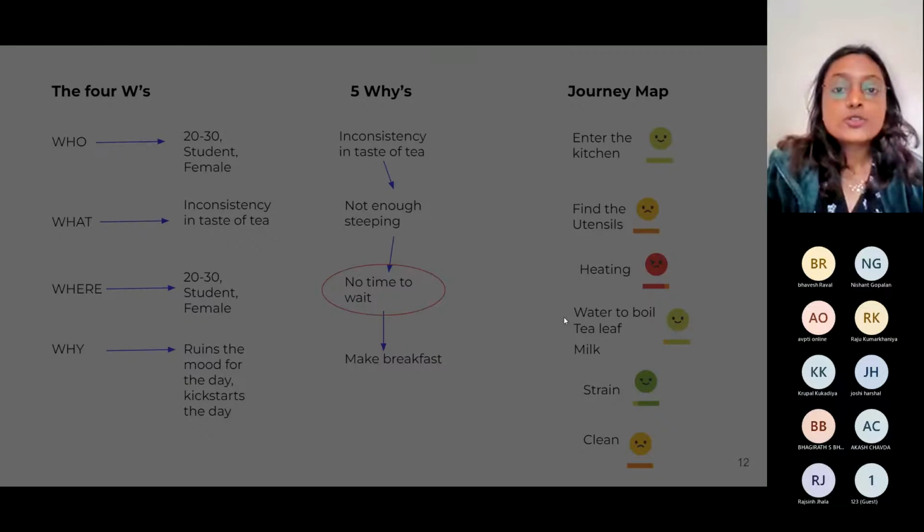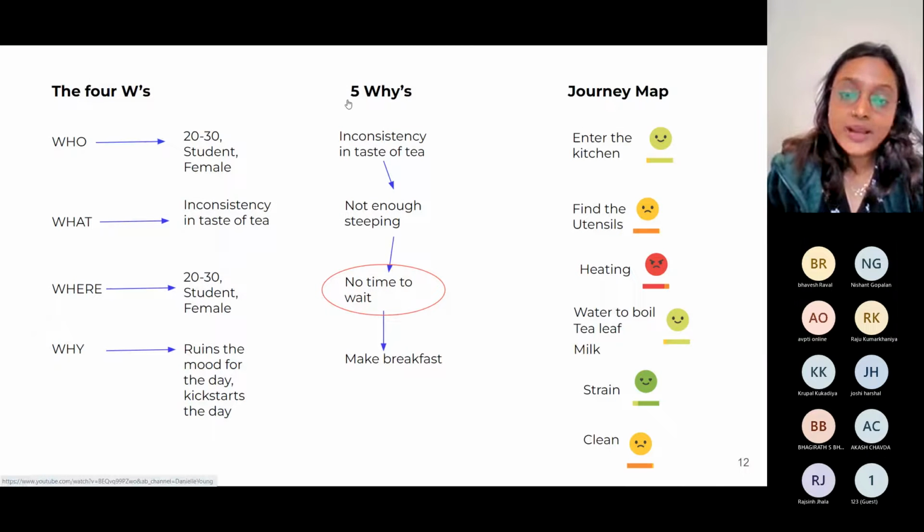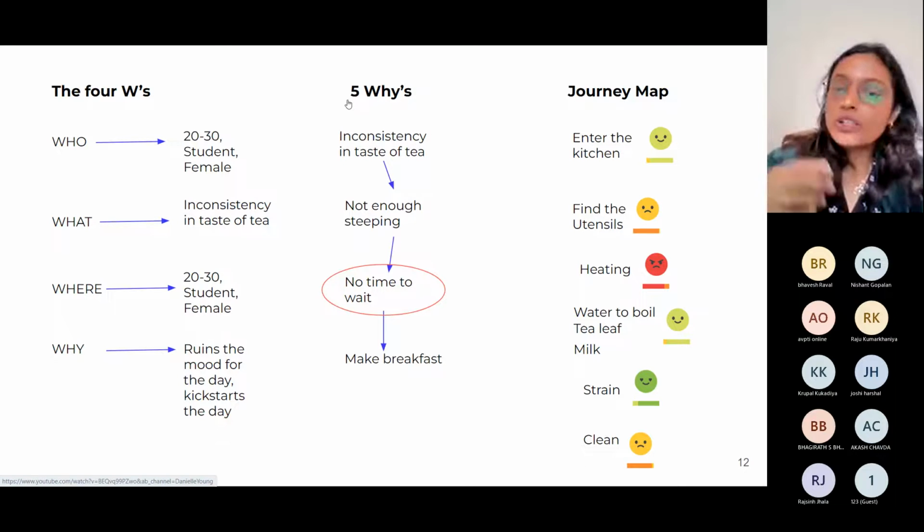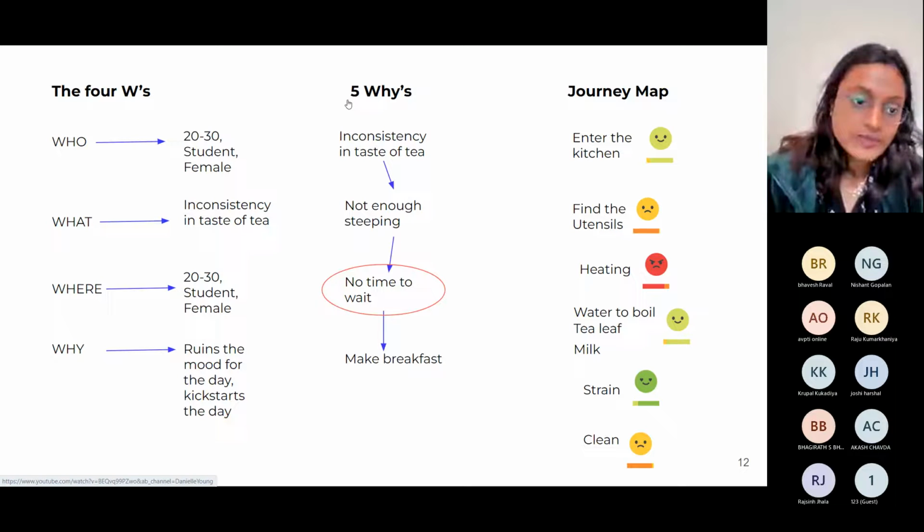Right. So if I have to do the 4Ws on my tea issue: who has it? A student who is between 20 to 30 years of age and is female. I have it. That's the demographic, which is 20 to 30 years old, student and female. And what is the problem? The inconsistency in the taste of tea. I don't get the same tea every single day.